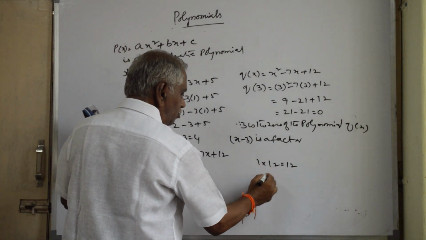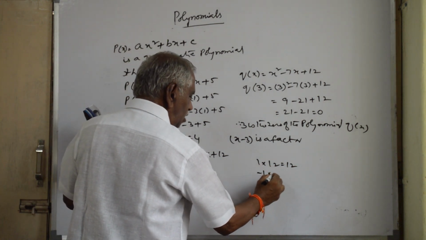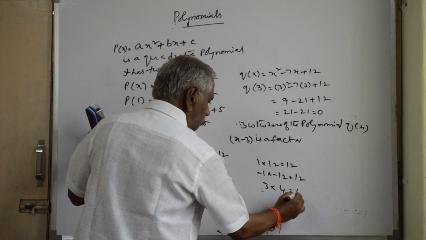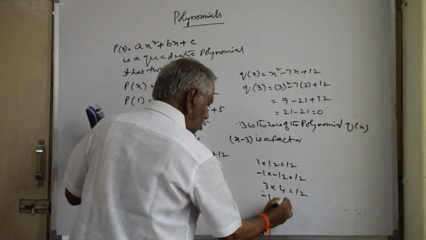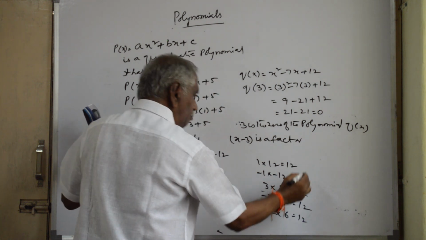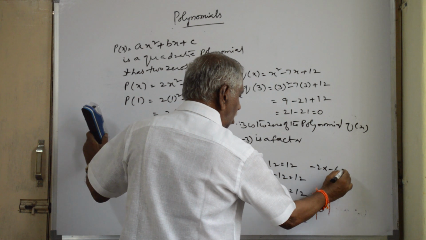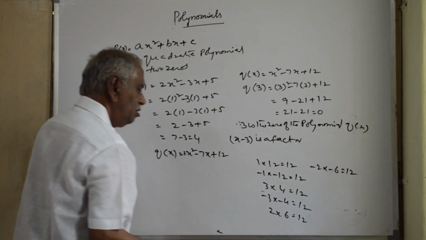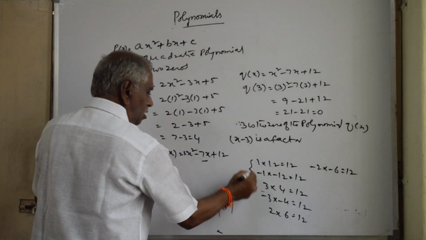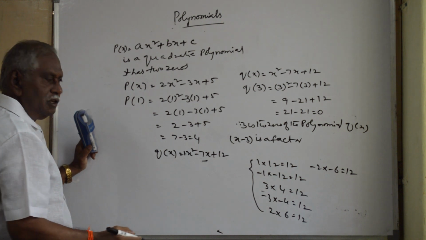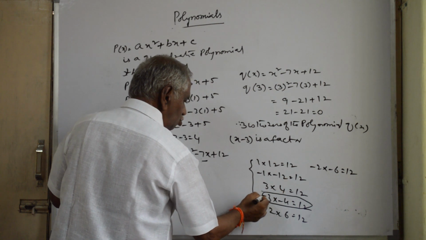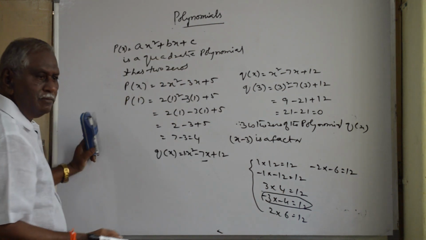So we can resolve this 12 into these types. Minus 1 into minus 12 is 12. Plus 3 into plus 4 is equal to 12. Minus 3 into minus 4 is equal to 12. 2 into 6 is equal to 12. Minus 2 into minus 6 is equal to 12. But in all these, we must get minus 7. Which are the pairs that satisfy this? That is, minus 3 and minus 4 is equal to minus 7. When you multiply them, this is 12.